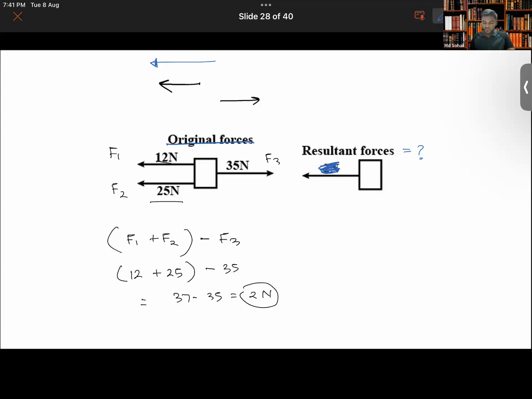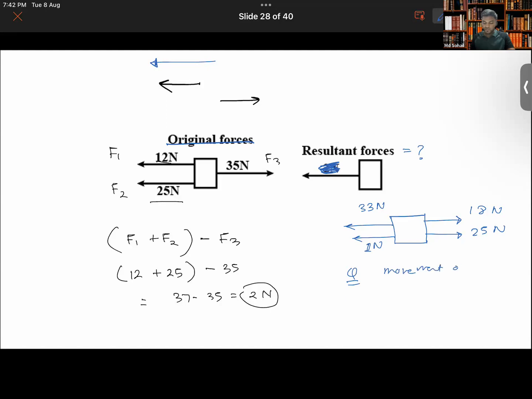Now take another question. This is an object here again. Two forces are acting in the right direction: one is 18 Newton, another one is 25 Newton. Two forces are acting in the left direction: one is 33 Newton, another one is 1 Newton. So the object will move in which direction? That is the question.